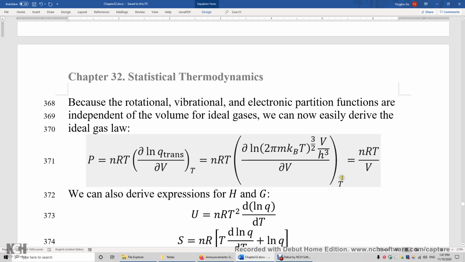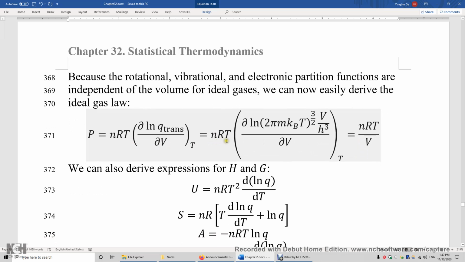We are treating temperature as a constant. So really, this is just the first derivative of the logarithm of V, and that's 1 over V. And then we have pressure is equal to nRT over V. This is the ideal gas law.